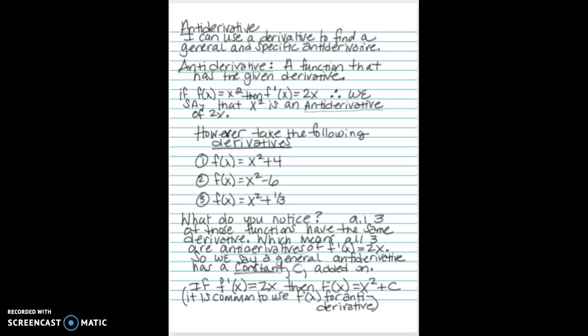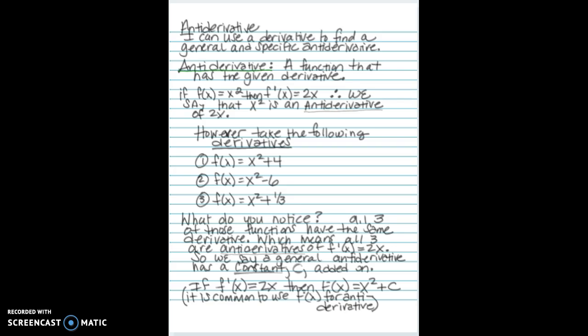Okay, we're going to talk about antiderivatives today. Our learning target: I can use a derivative to find a general and specific antiderivative. So let's start by defining antiderivative. An antiderivative is a function that has the given derivative.